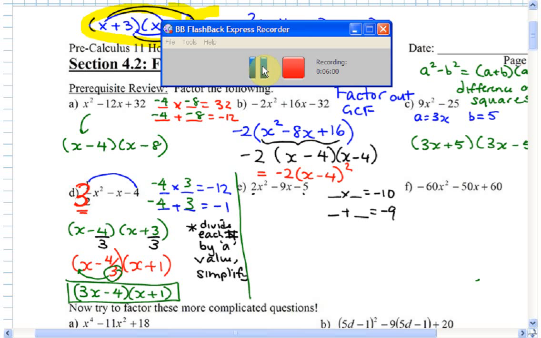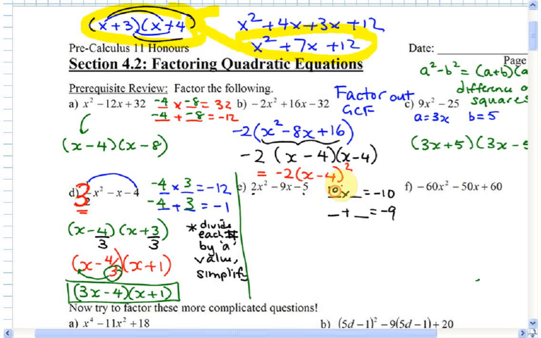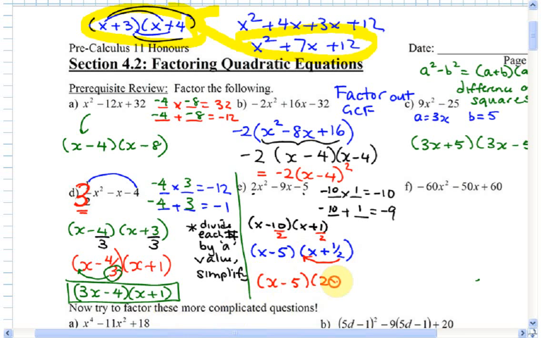Okay, for part E, if you're not too sure, I think the combo that works is 10 and 1. Which one should be negative? The 10, so I'll write this as x minus 10, x plus 1. And then remember the key thing here is to divide both sides by 2 and simplify x minus 5. By the way, x plus 1/2 I can't simplify, but I don't like fractions, so I'll move the 2 up to the top. Did you get x minus 5 times 2x plus 1? Now, once again, the order doesn't matter as long as you have those two terms. Okay? All right, and F really quickly now.